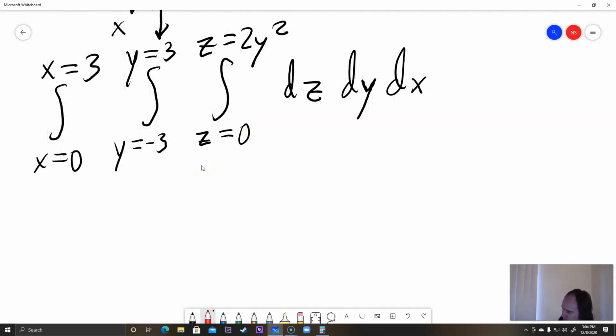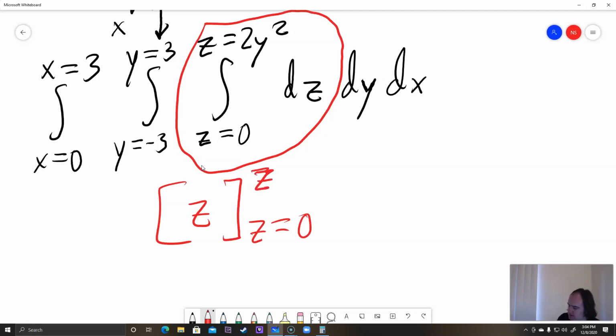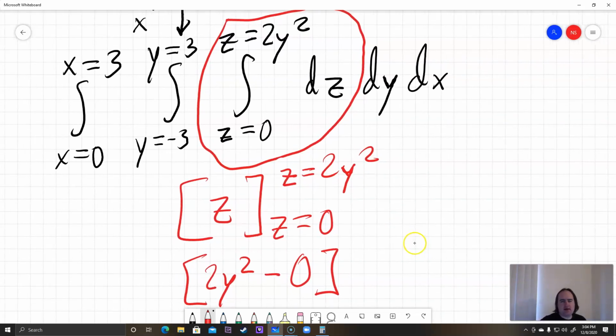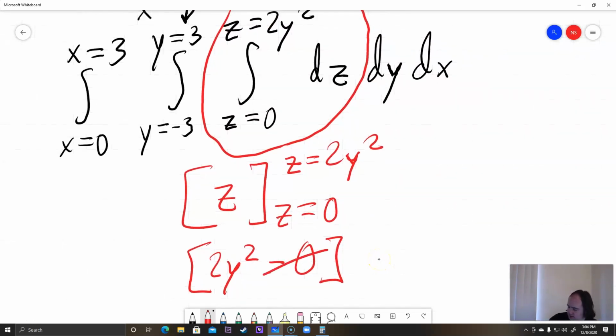So let's start with the inner integral. The inner integral is dz. So plugging in the top first. Well, remember the integral of dz is just z. So we're going to be evaluating z from z equals 0 to z equals 2y squared. Okay, so plugging in the top first, we get 2y squared minus 0. Okay, and that's our innermost integral. But any number minus 0 is just the number, so we don't need this.